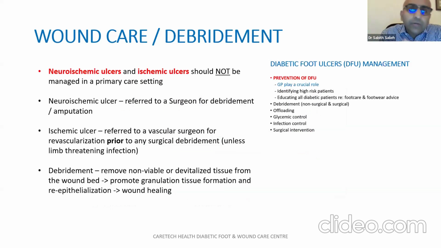So remember, generally neuroischemic ulcers and ischemic ulcers, we try not to manage in an outpatient setting. Neuroischemic ulcers, we refer to a surgeon for debridement and amputation. Ischemic ulcers, we don't do any debridement prior to revascularization, right? Unless, of course, it's a life-threatening or limb-threatening infection, then we debride and subsequently revascularize.